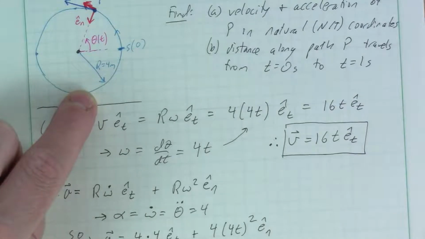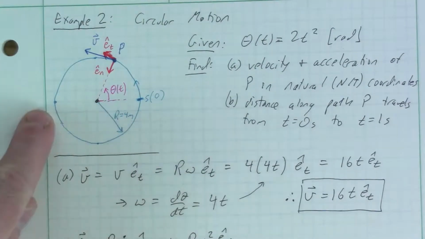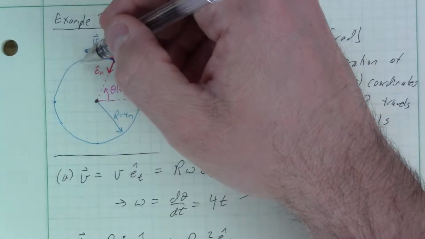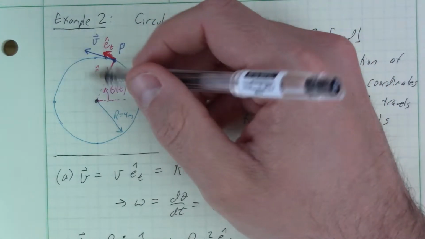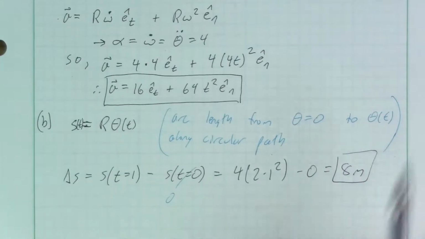So that means that we've gone 2 radians. Pi is about 3 radians, so we actually only make it to somewhere about here in 1 second, right? The particle moves from here to there in about 1 second, based on that definition. Okay, that's it for this one.